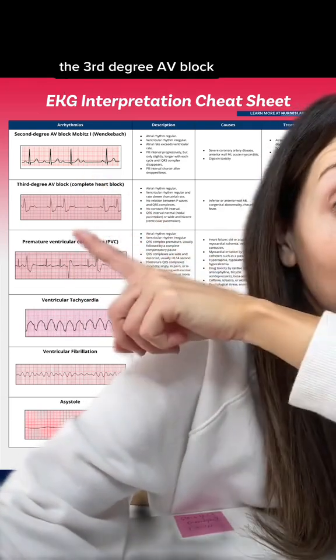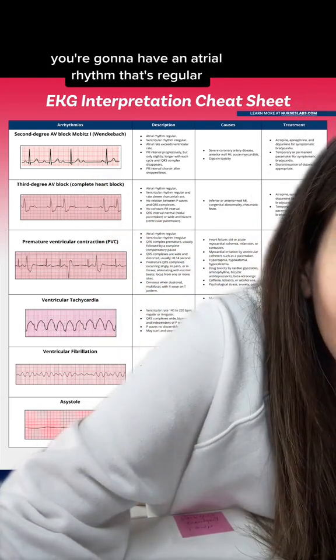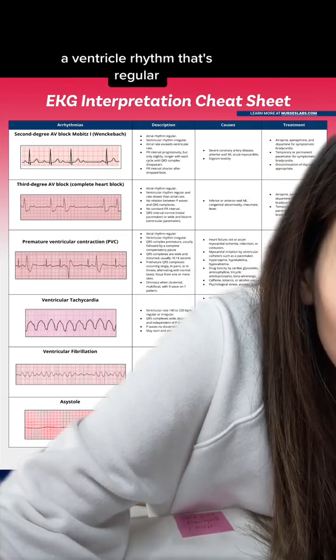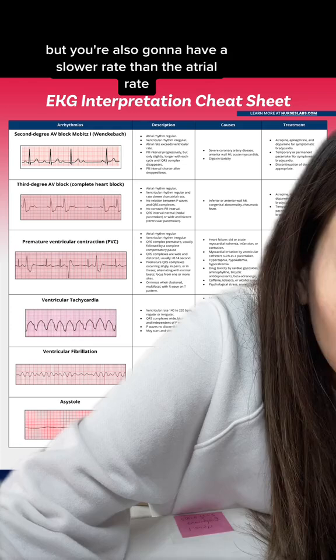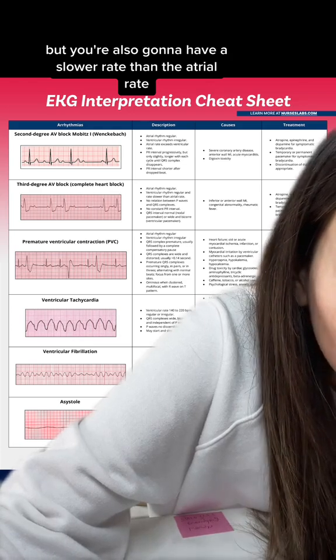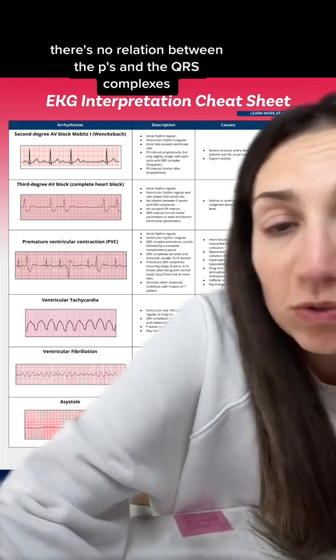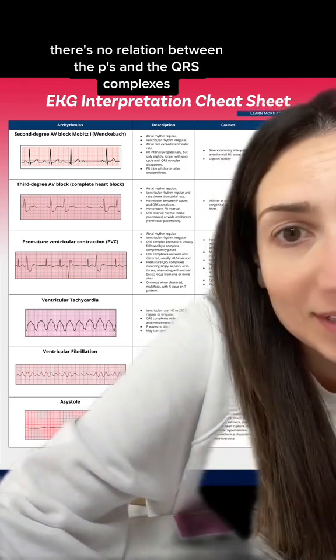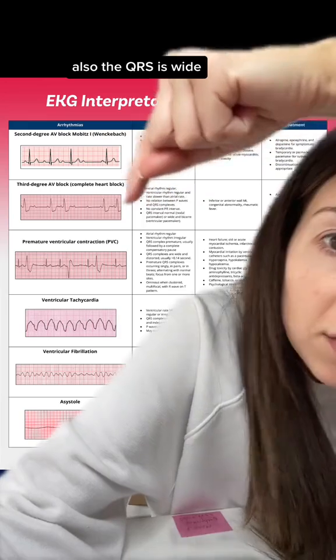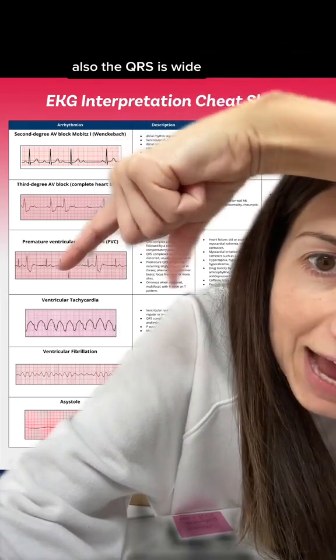The third degree AV block, or like the complete heart block, you're going to have an atrial rhythm that's regular, a ventricle rhythm that's regular, but you're also going to have a slower rate than the atrial rate. There's no relation between the P's and the QRS complexes. They're not even talking. Also, the QRS is wide.